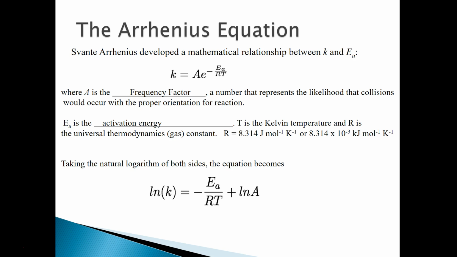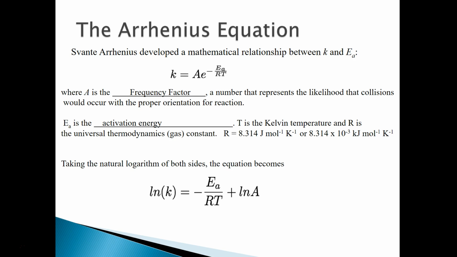And it has a value of 8.314 joules per mole Kelvin, or 8.314 times 10 to the negative third kilojoules per mole Kelvin. And that value is in table 1 of the data booklet. Now if you take the natural log of both sides of this equation, it becomes the natural log of K equals negative E sub A over RT plus the natural log of A.